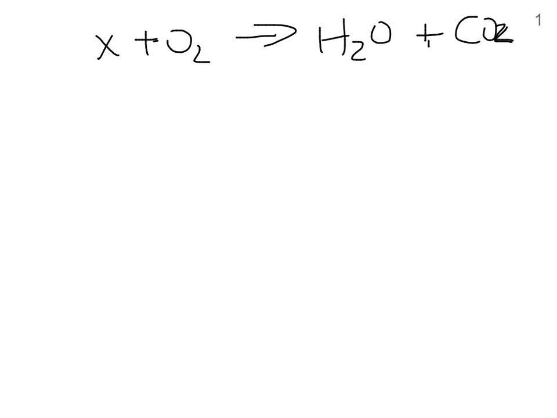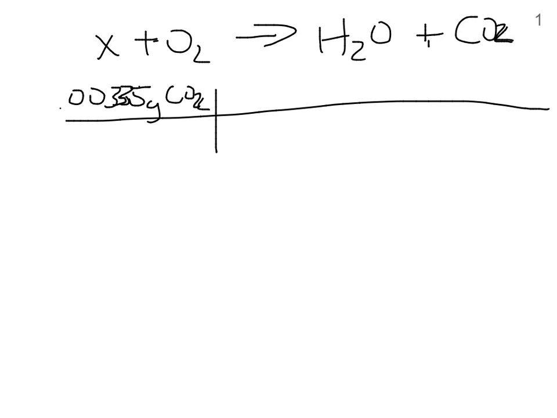We're going to take our grams of CO2, which is in milligrams, so we're going to convert that real quick. So that's 0.0335 grams CO2. Again, sorry for the writing, I'm getting a little used to it. So we're going to convert. We're going to take the molar mass of CO2 then. That's 1 mole of CO2 per 44.0 grams of CO2.